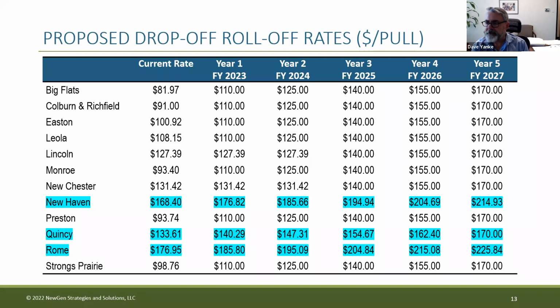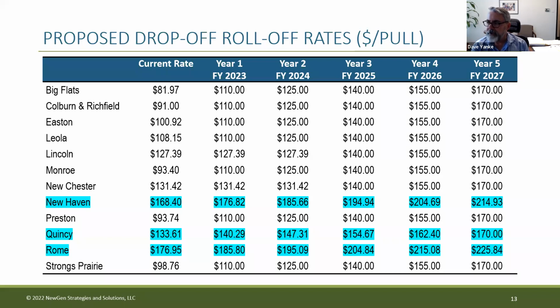Lincoln or Newchester are further away, and these rates have been set. We are not saying their rate should be lowered from 127.39 to 110. You're already under-recovering, so don't compound the problem. So their rate would stay at 127.39. Newchester would stay at 131.42. In FY 2024, and you can see the trend, we have $15 increases across the board. When you get to Lincoln in FY 2024, they're at 127.39, so their rate's not going up, but it's staying there.